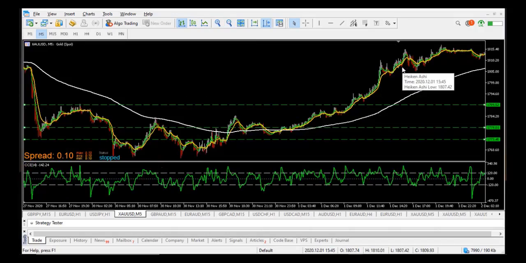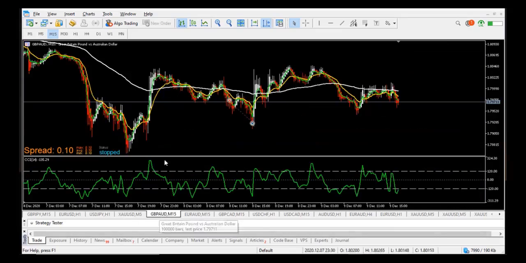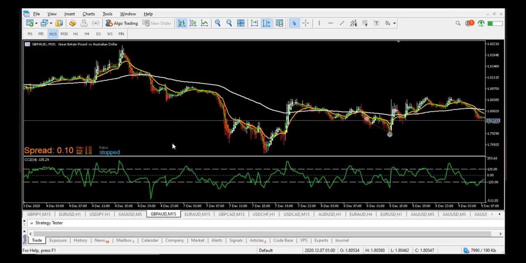Okay, but listen, I strongly do not recommend this for new traders. Just set a take profit and stop loss. 100 pips take profit and 50 pips stop loss on the gold pair only.